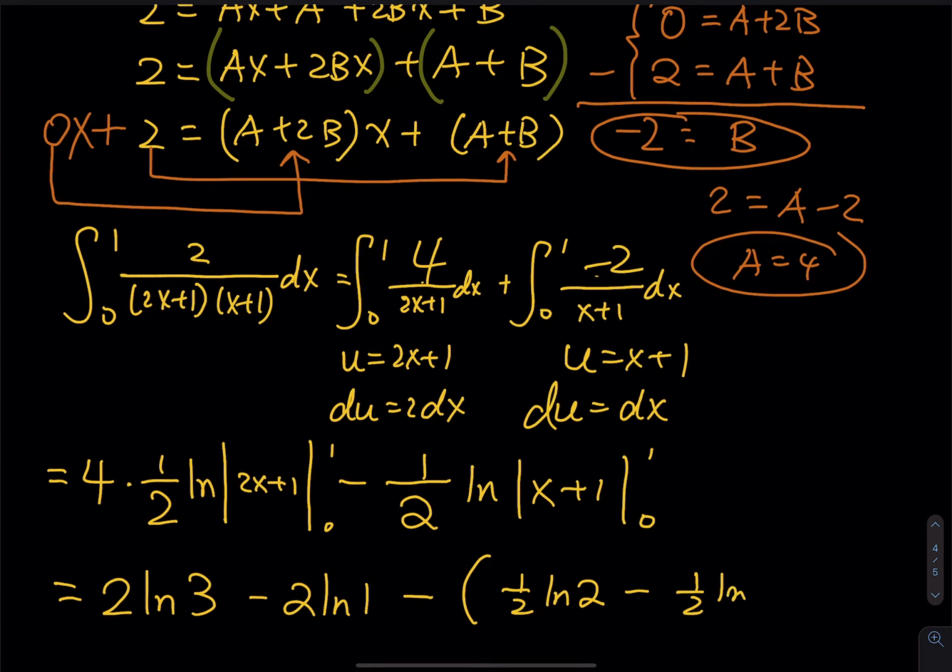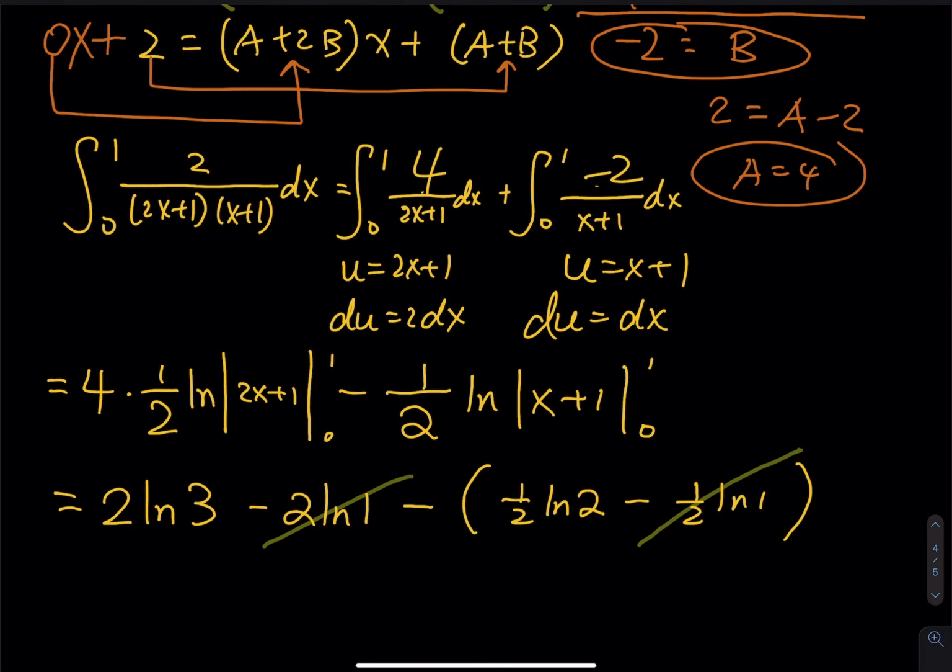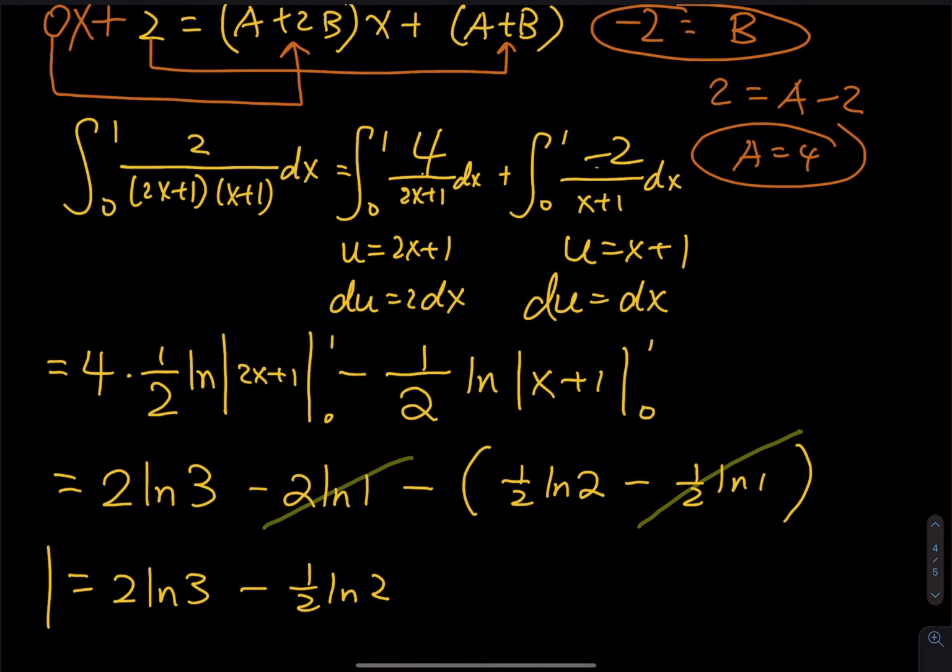So ln1 is equal to 0. So this ln1 is gone, and this ln1 is gone. Overall, you have 2 times ln3 minus 1/2 ln2. And then this is your final answer. There is no need to approximate this.